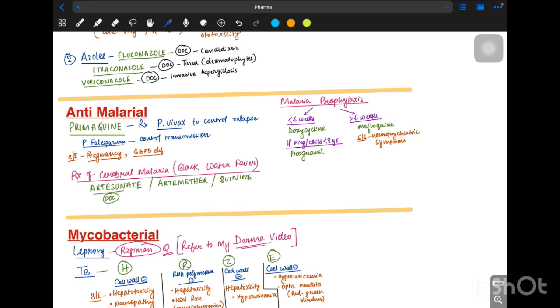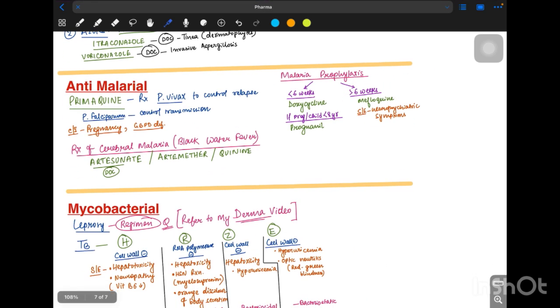For less than 6 weeks, doxycycline. If it is pregnant or child less than 8 years, we have to give proguanil. For more than 6 weeks, we have to give mefloquine, and the side effects are neuropsychiatric symptoms. Now, what is the treatment of cerebral malaria?